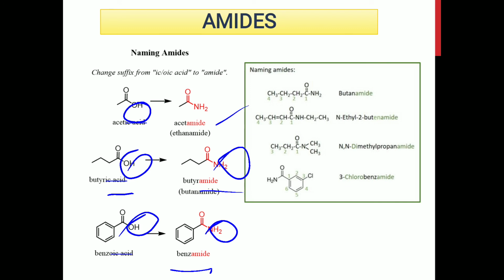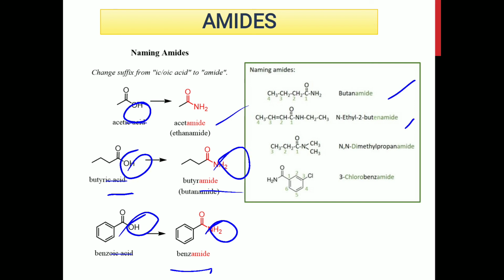If you see some other examples here, the first one is butanamide. Just count the carbons; 4 carbons are present in this particular chain. The numbering starts from the C=O carbon, so it becomes butanamide. Remember, the numbering is only for carbon, not for other elements. Okay, then the second is N-ethyl 2-butenamide.